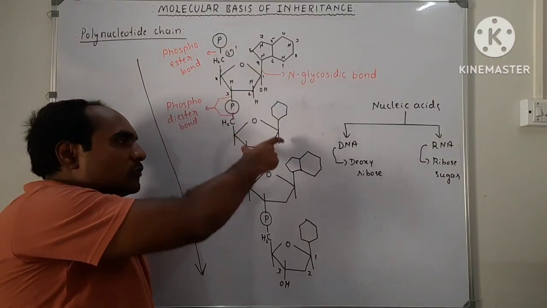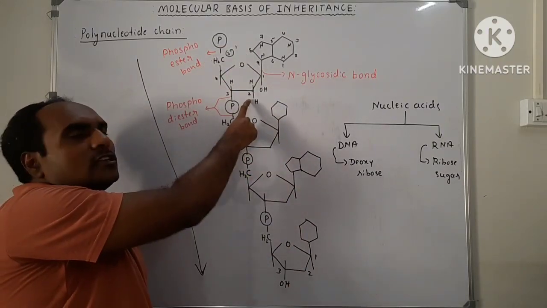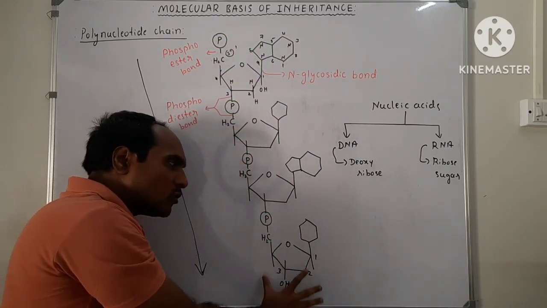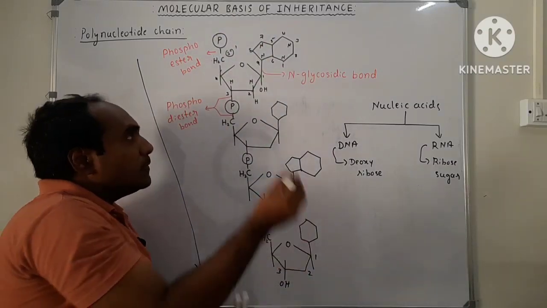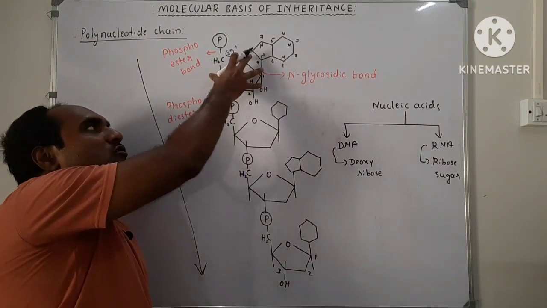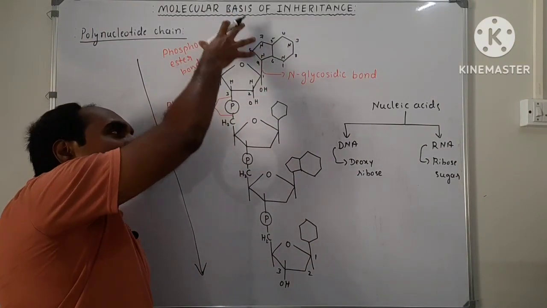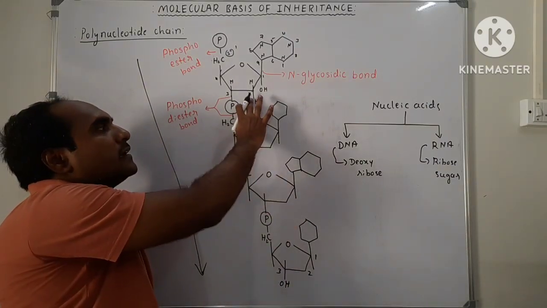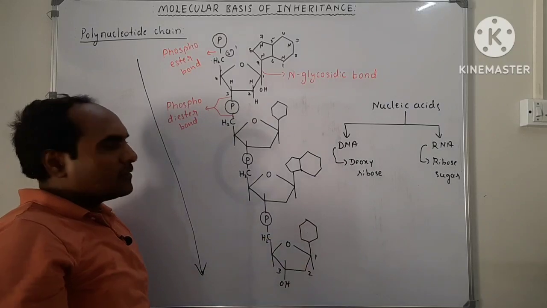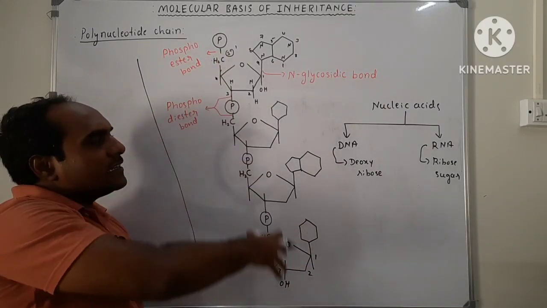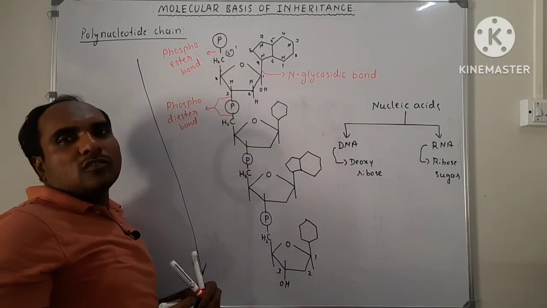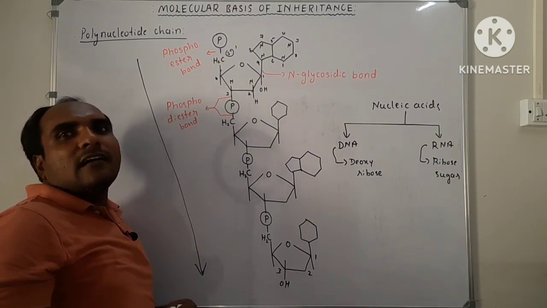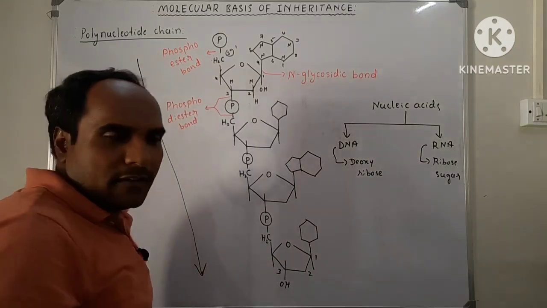This is the polynucleotide chain. Here the pentose sugar is deoxyribose. That's why this polynucleotide chain is called what? DNA. If I make it OH, then this sugar is called what? Ribose sugar. Then this type of polynucleotide chain is called what? RNA. Here, if I remove this, it becomes DNA. Okay? This is a DNA. This is about nucleic acids. Now, let us study DNA and RNA in detail. Okay? Note down.